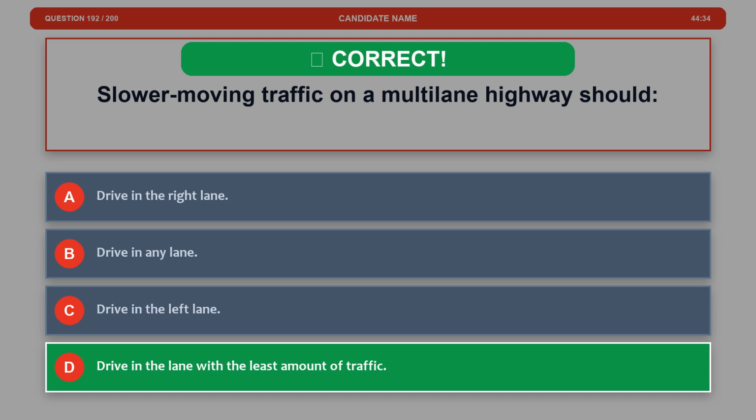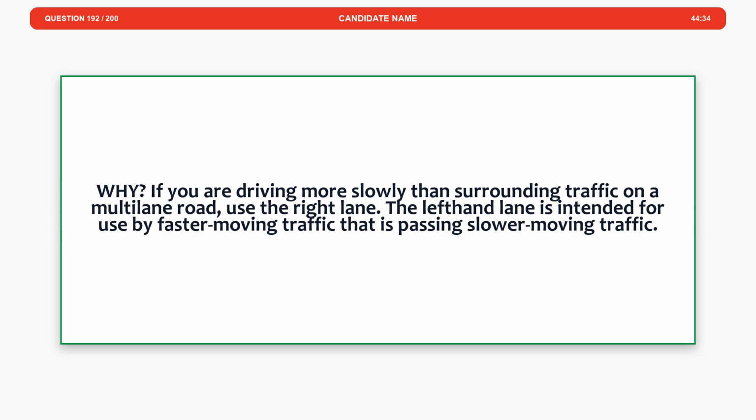The correct answer is option D. Drive in the lane with the least amount of traffic. Explanation. If you are driving more slowly than surrounding traffic on a multi-lane road, use the right lane. The left-hand lane is intended for use by faster-moving traffic that is passing slower-moving traffic.